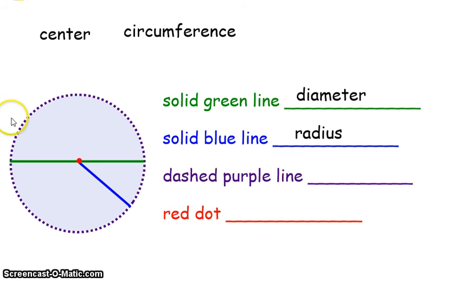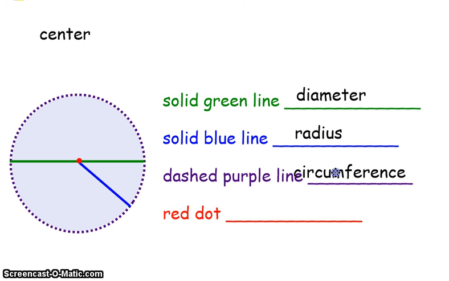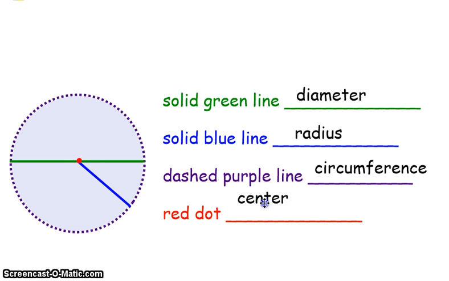The dashed purple line that goes all the way around the outside of the circle is the circumference. The red dot in the middle of the circle is the circle's center.